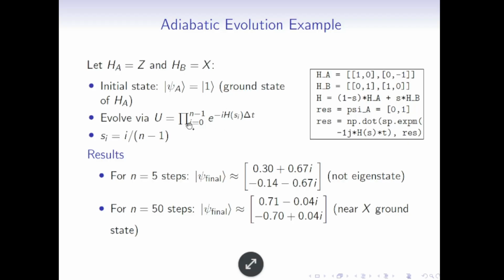operator, e raised to i H, which is a function of S, our parameter, multiplied by dt. So this is the discrete version. If you remember adiabatic evolution, there is a continuous version, e raised to the integration. Instead of the integration we will have a summation here, and then you just need to multiply this operator to the initial state to go into the new state.